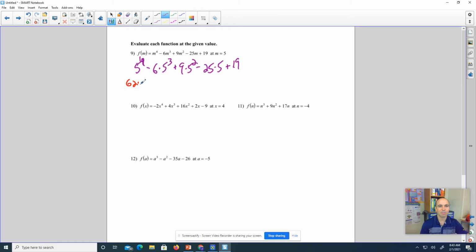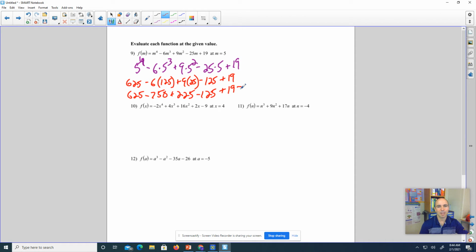That is 625 minus 6 times 125 plus 9 times 25 minus, well, this will be 125. I'll just do it right there. Now I'm going to multiply those things I have not yet multiplied. 625 minus 750 plus 225 minus 125 plus 19.